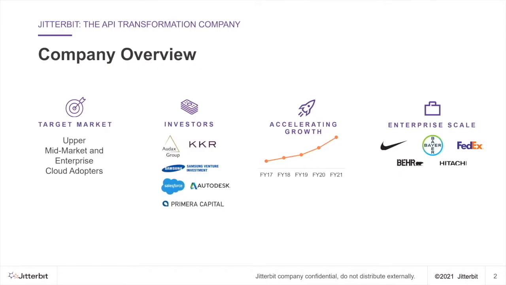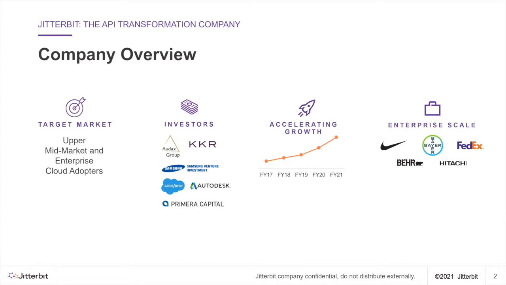Thank you, Vance. And I'm going to start with first talking about the Jitterbit product, target market, investors, and some of our growth. So let me first focus on the Jitterbit product. Jitterbit has two main product offerings, iPaaS and APIM. iPaaS is integration platform as a service, and APIM is API management.